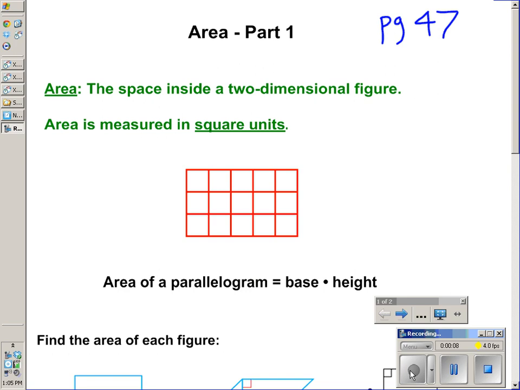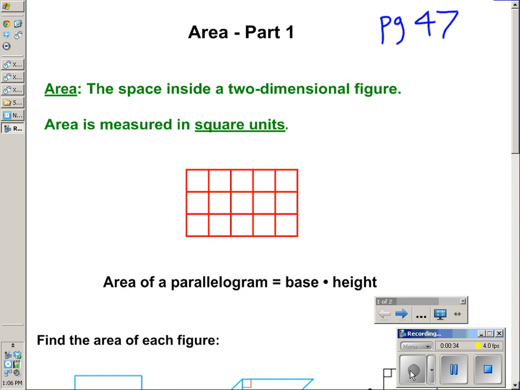This will be page 47 of your notes, and we're in our geometry unit, and we're going to move into area of shapes. This lesson should be a good review of what we've done in the past. Let's start off by giving a definition of area, and that's basically the amount of space that is inside a two-dimensional figure. And we measure area in square units.